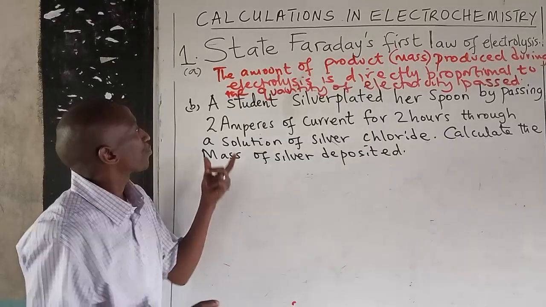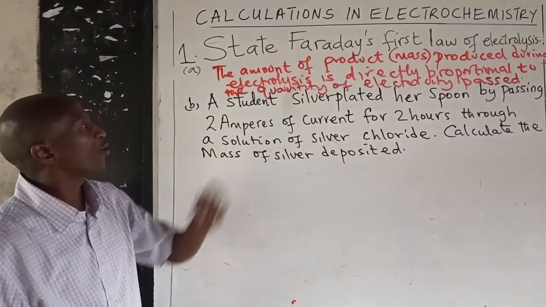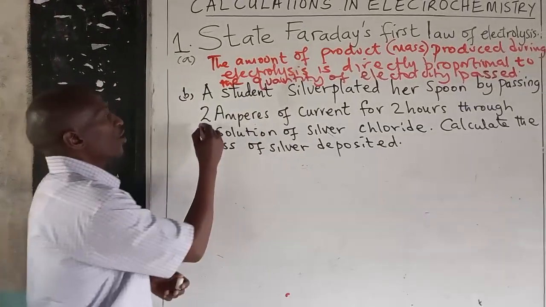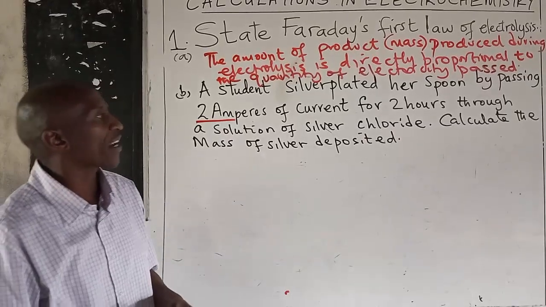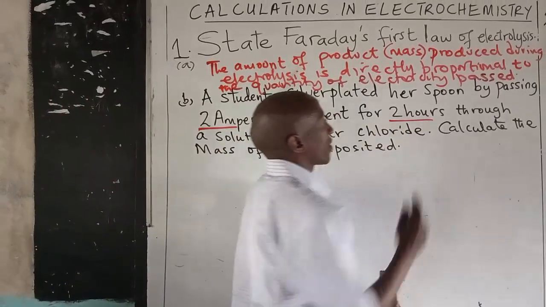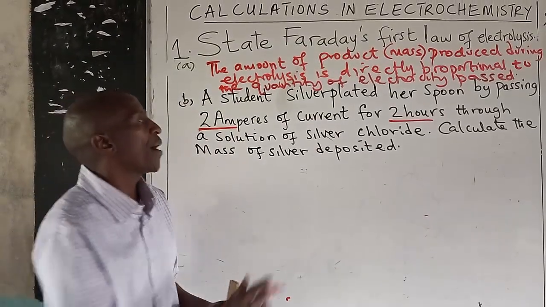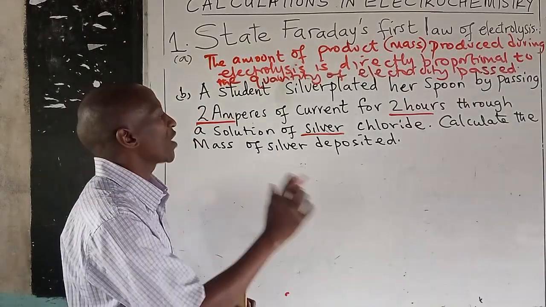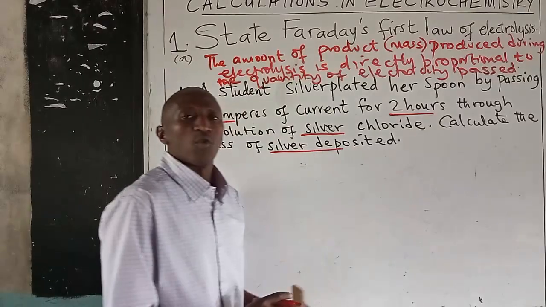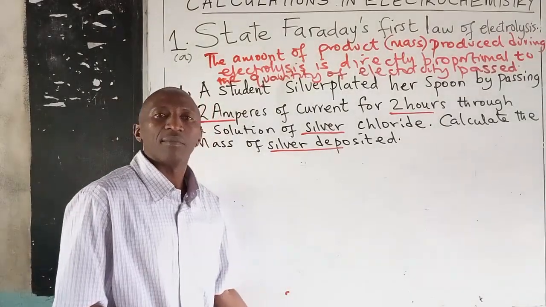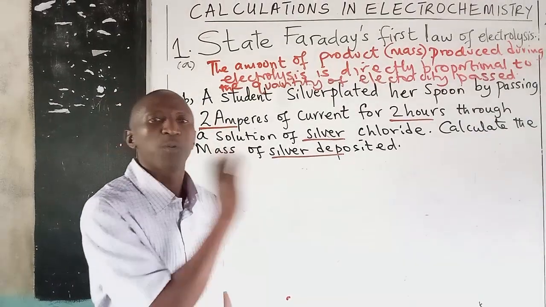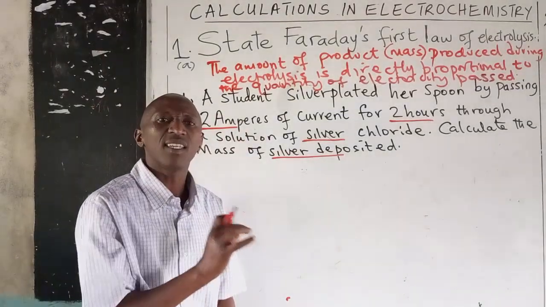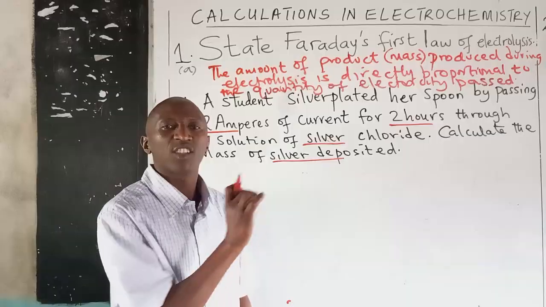In question number 1, we look at a situation here. A student silver-plated her spoon by passing 2 amperes of current for a time of 2 hours through a solution of silver bromide. So silver bromide was the electrolyte. Calculate the mass of silver deposited. So naturally, we expect the silver ions to be deposited at the cathode, since they are positively charged.